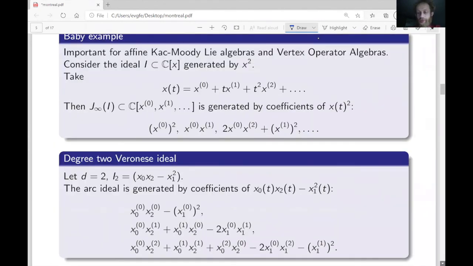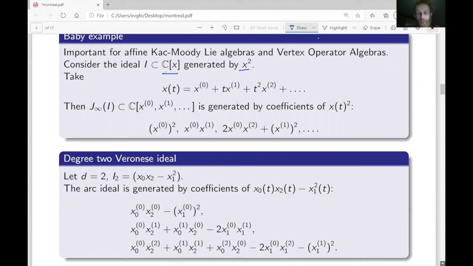The first example, which I call here a baby example, but maybe it's not a good word because actually this example is an important one. It comes from the affine Kac-Moody algebras theory, also important in the vertex operator algebras theory, although the example looks quite simple. We consider the polynomial ring in one single variable, C[x], and the ideal is as simple as possible, generated just by x squared, so nothing else. So this is a very simple ideal.